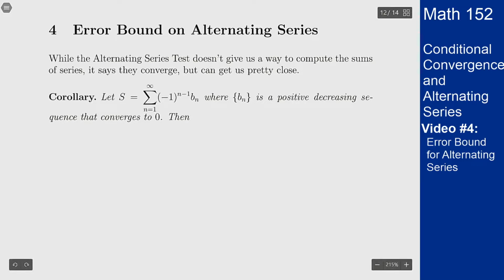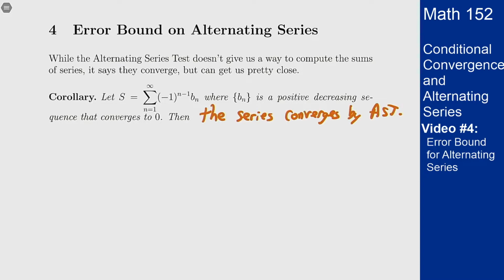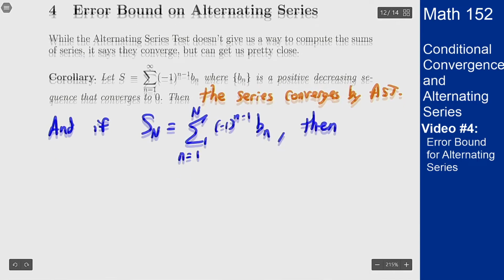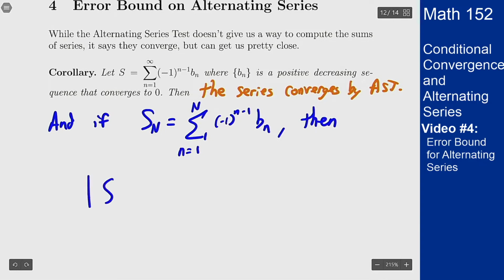Well, first, we know that this series converges by the alternating series test. But what else do we know beyond that? If we let S capital N be the nth partial sum, so summing from 1 up to capital N of this series, then we know that the difference between the actual sum of the entire series and this partial sum, in absolute value, is bounded by the first term that we leave off the series.